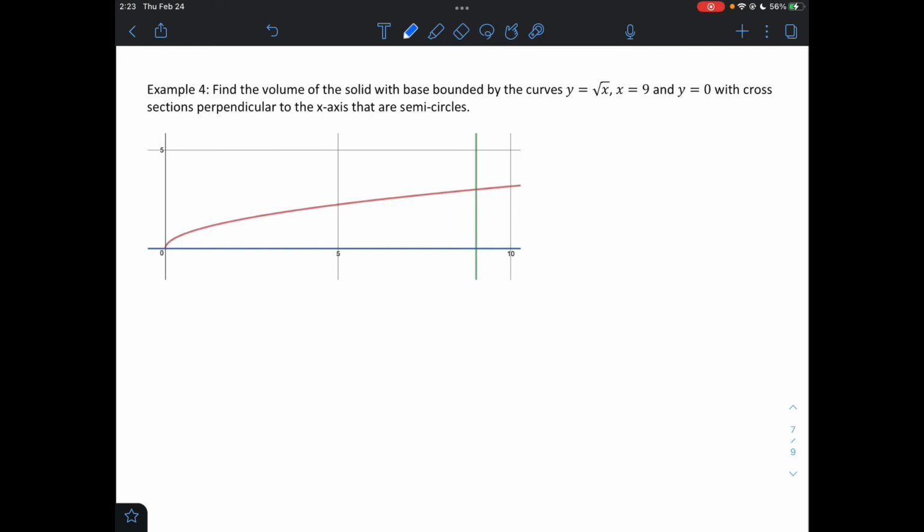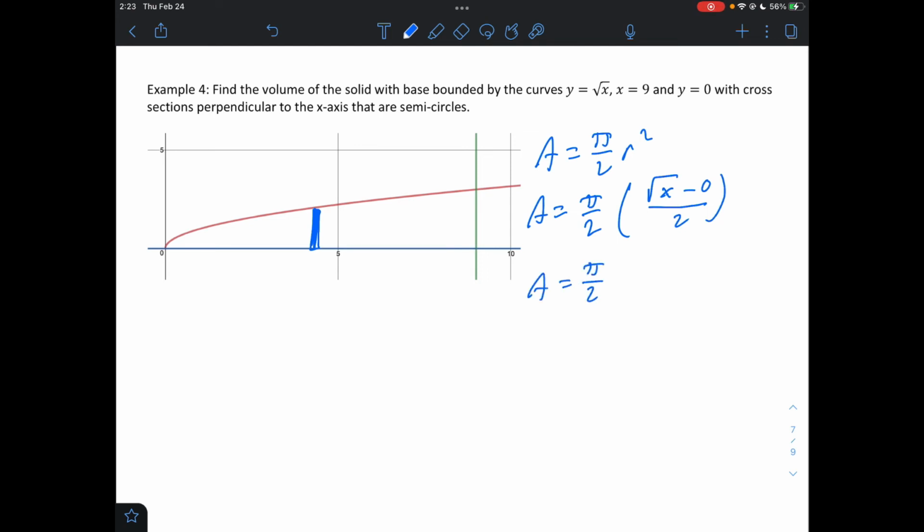Example 4, volume of a solid whose base is bounded by the curves shown there. Cross section is perpendicular to the x-axis. Semicircles again. So semicircles, pi over 2 r squared. The radius would be half of that. So root x minus 0 over 2. So in other words, it's going to be pi over 2 times root x squared, which is x over 4. In other words, pi over 8 times x.